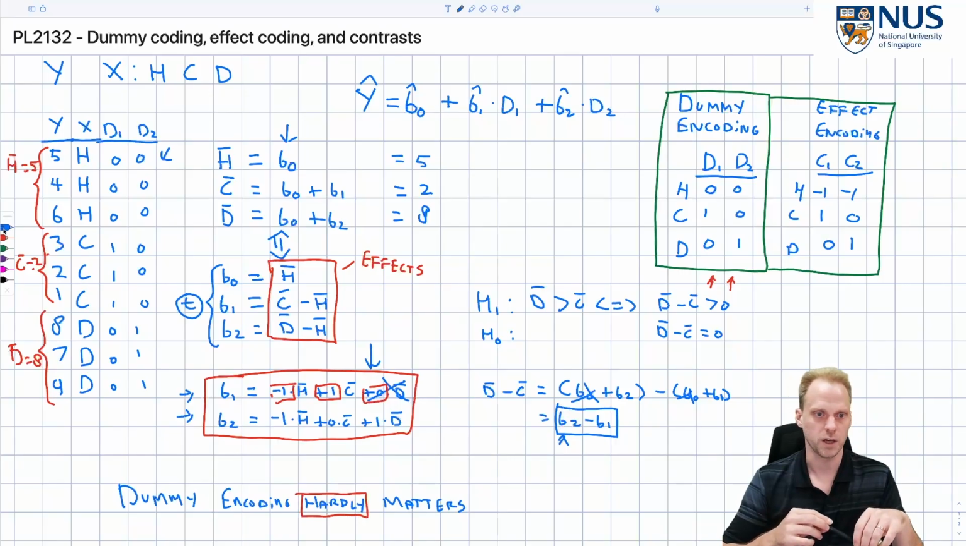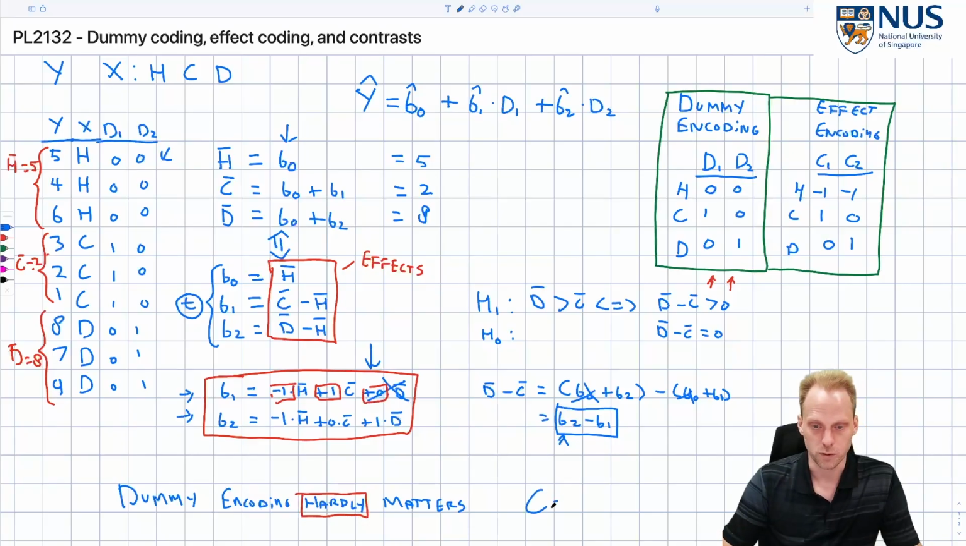If JASP tells you that the encoding is 0, 1, 0 and 0, 0, 1 and 0, 1, 0, figure out what it means. It's hard, right? And we don't need that, because we can use effect coding or contrast to specify the actual effect that we want, and we can get that afterwards by just transforming these b's and transforming these p-values, and JASP will do that for you. That's what we do with contrast.